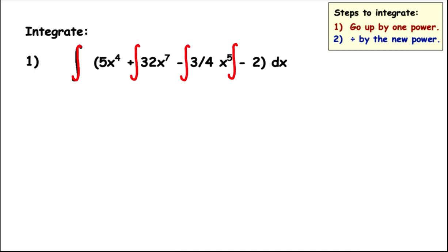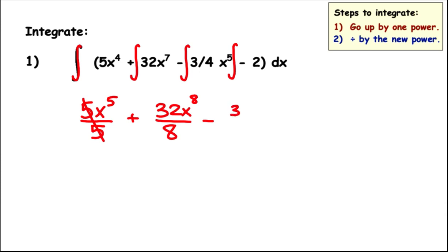So you're going to kind of do them one at a time. So let's start out with the 5x to the fourth. The integral there, up by power, so it'll be 5x to the fifth. Divide by the new power. 5's will cancel. Plus, it's not 32x to the seventh, it's 32x to the eighth, because we go up by a power. Divide by the new power, so divide by the 8. And I know that that's going to be 4. I'll clean that up later. Minus 3/4, have to be careful here. X to the fifth is now x to the sixth.